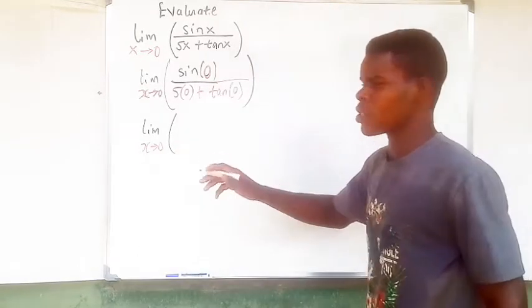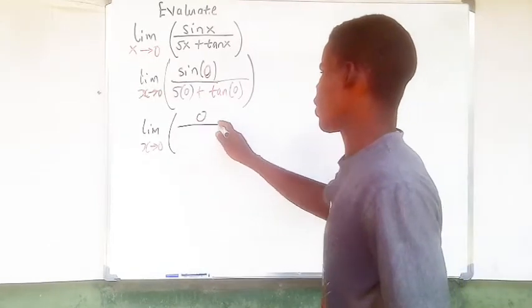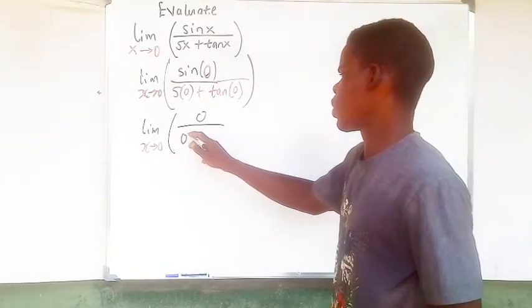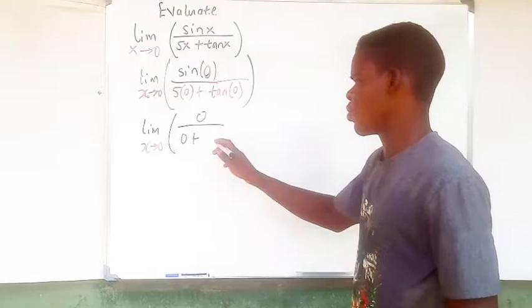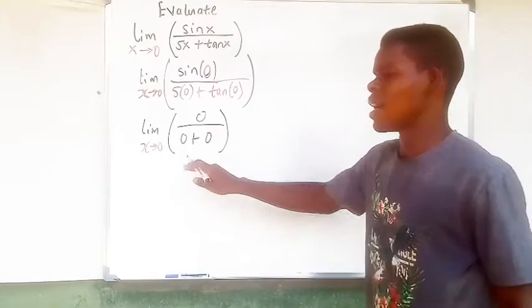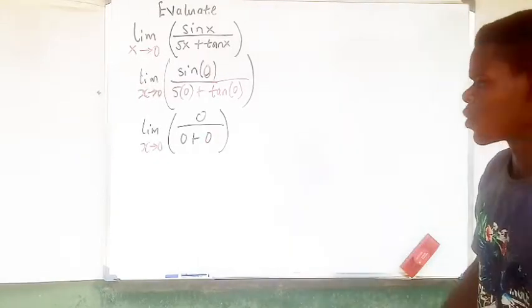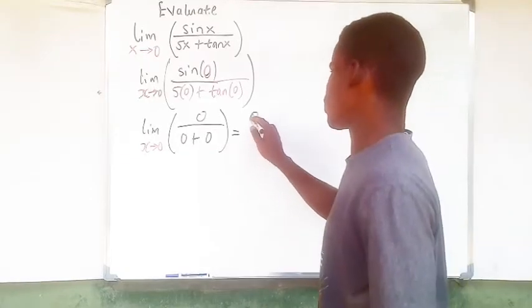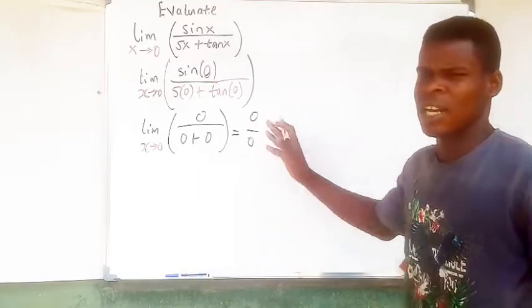Now sine 0 is what? Sine 0 is 0, over 5 times 0 is 0, plus tangent 0 is 0. So we see an indeterminate form. So we say the limit of this should be 0 over 0. I know that this is not allowed.